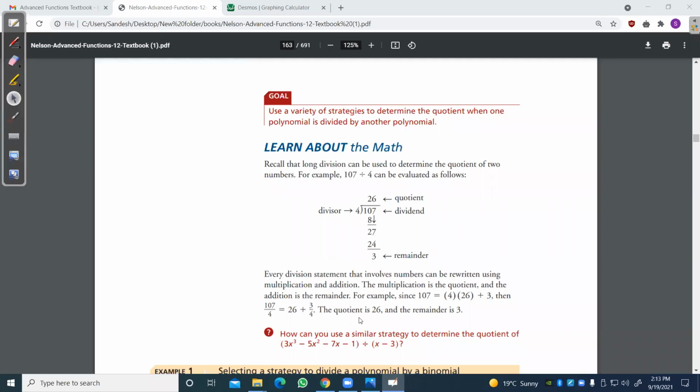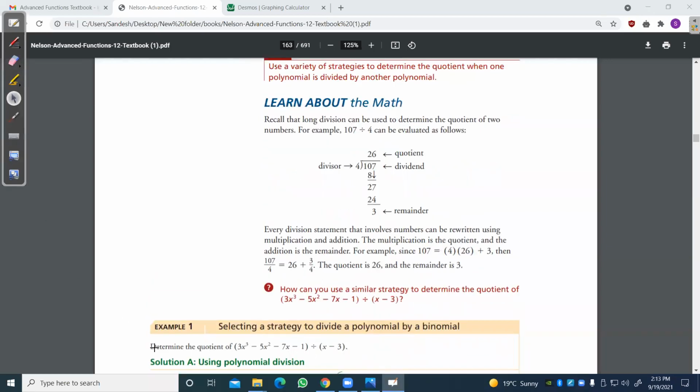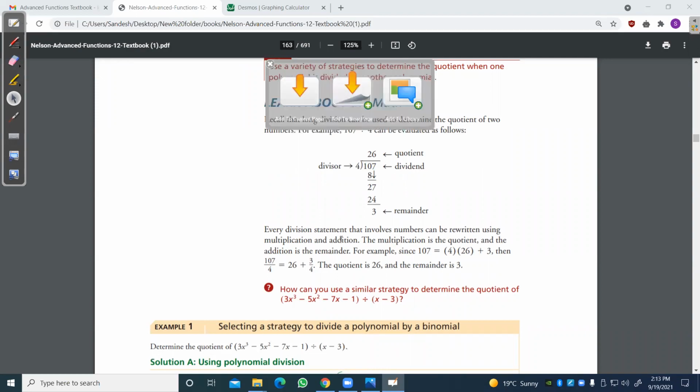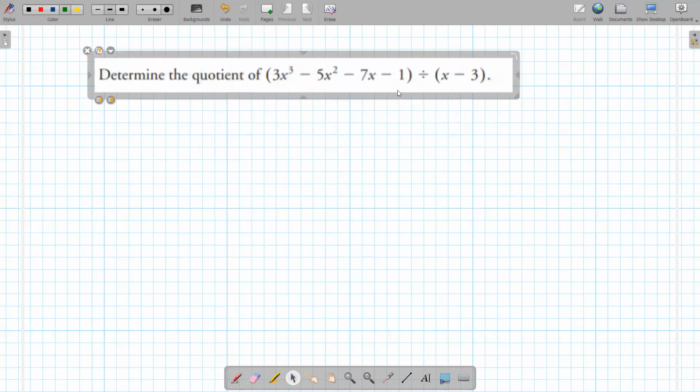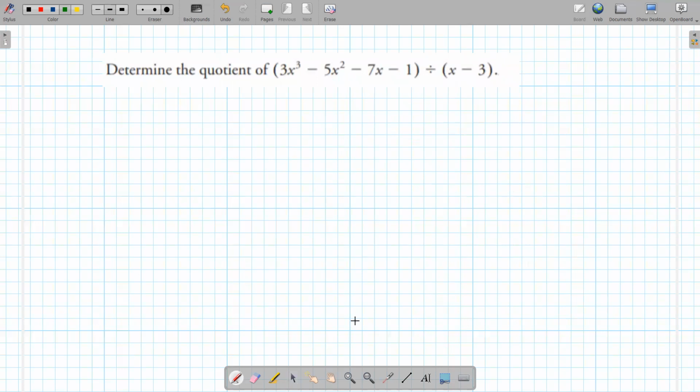Now let's do something a little bit more complicated. Alrighty, now we have a cubic function that's being divided by a linear function. So if the divisor, the guy you're dividing by, is linear, there are two different ways to do this. Let's do the first way, the traditional way. This is called long division.